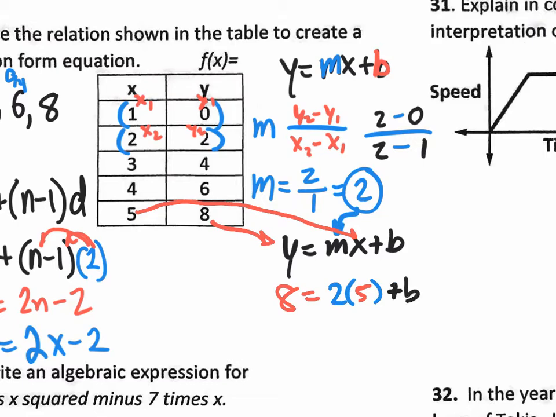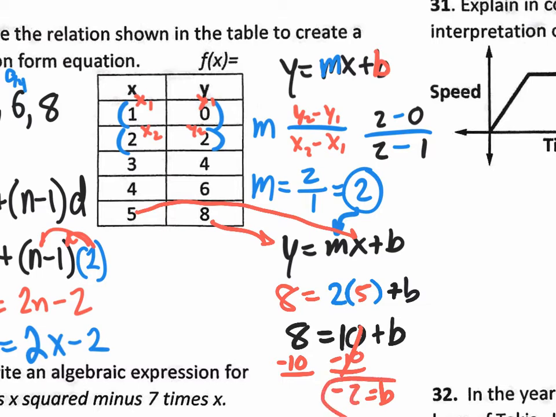And you could solve for b. You'd have 8 equals 10 plus b. And if you subtract 10 on both sides, you end up with b equals negative 2. Get it? So now that you know the m and the b, you know to write your equation. So your m is 2, your b is negative 2. What's your equation of y equals mx plus b? Y equals 2x plus a negative 2.